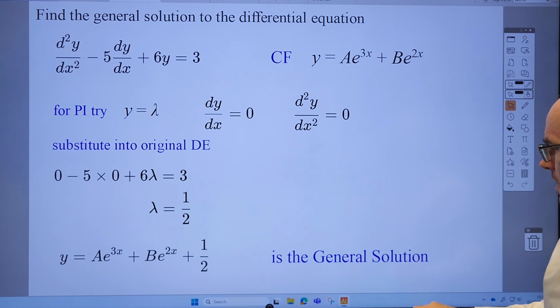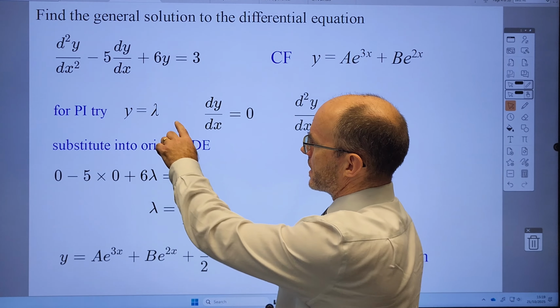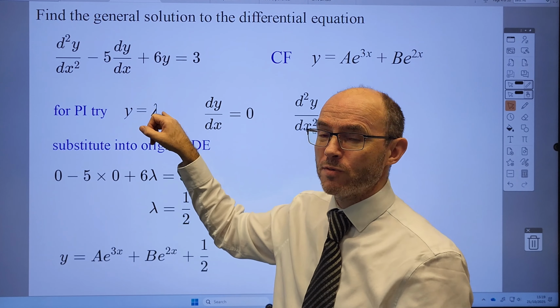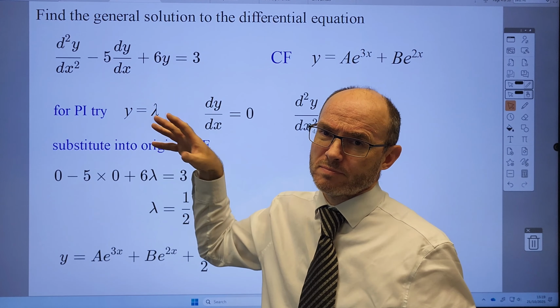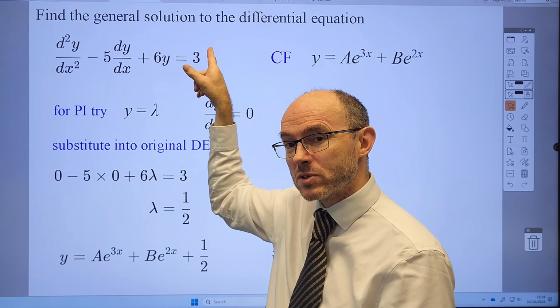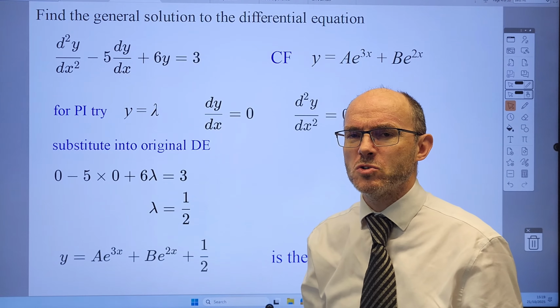And this is our general solution. Why does that work? Because we've tried a particular value for y, and when we've substituted in, we found a value for lambda for which it works. We found a value for lambda for which this equation is satisfied, it's equal to 3. And because it works, that must be part of the solution.